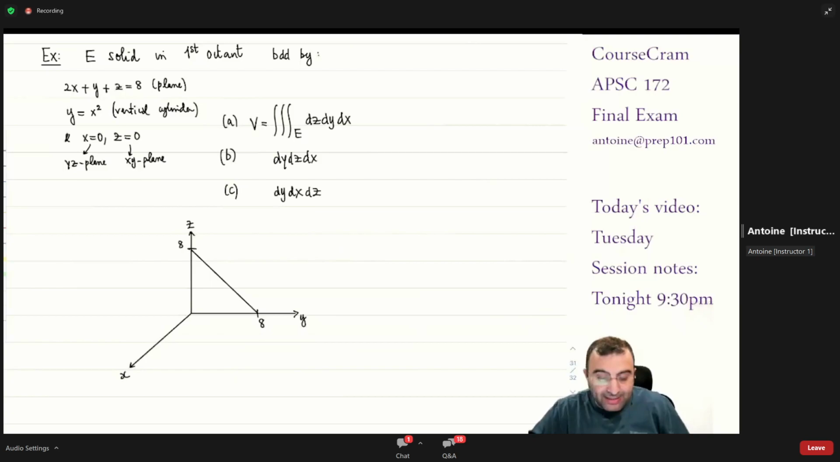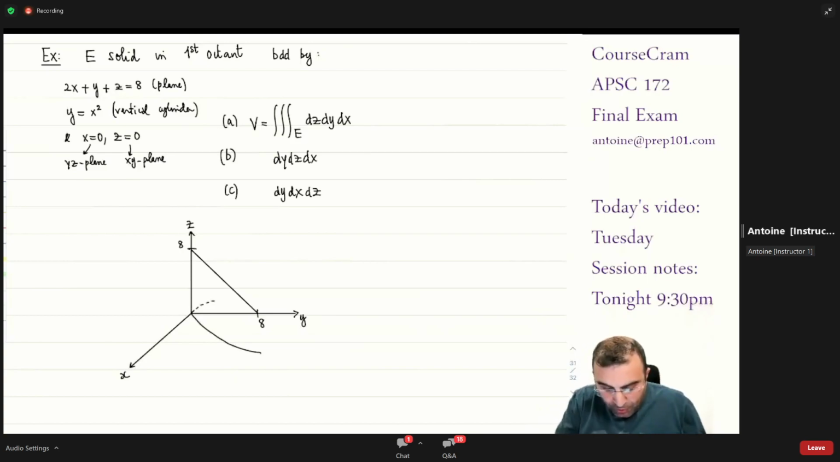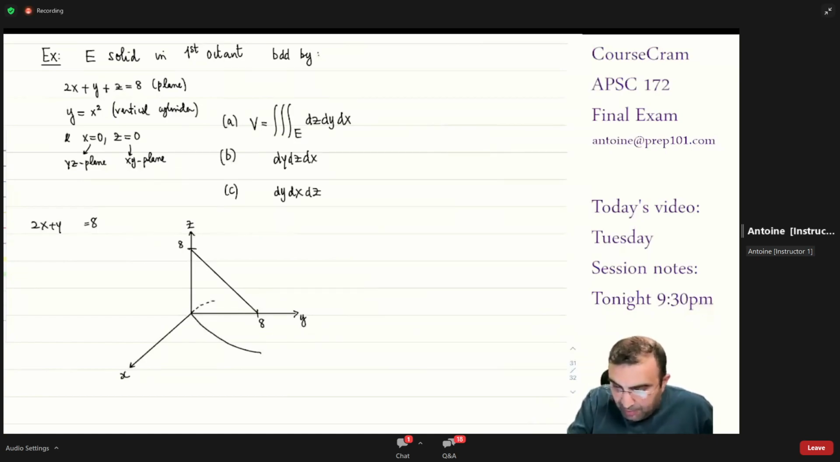Now, there's that cylinder y equals x squared. Y equals x squared looks like this, right? It continues on the other end, but we don't care about the other end. Now, the plane 2x plus y plus z is equal to 8: when z is equal to 0, we get 2x plus y equals 8. So it's going to be a line that looks like this. It goes until 4 here.